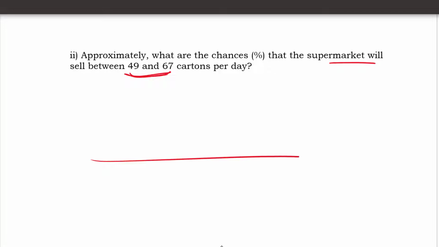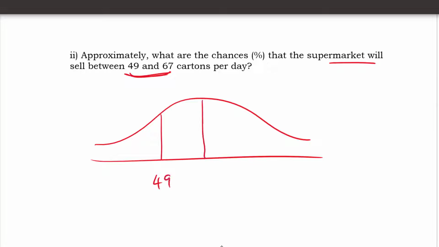So again, if we look at that curve, we have 49 here. That was within one standard deviation of the mean. We had 61 here, and then we have 67 here. So the question requires us to find the area contained between 49 and 67.